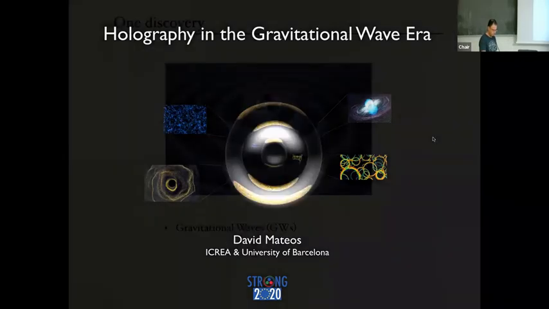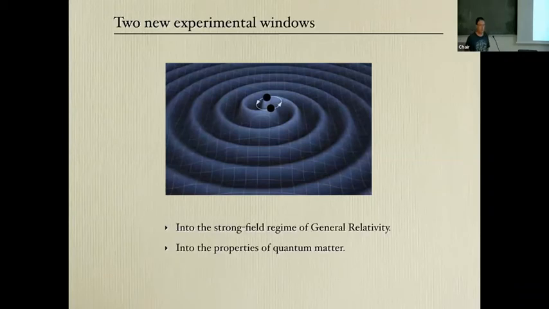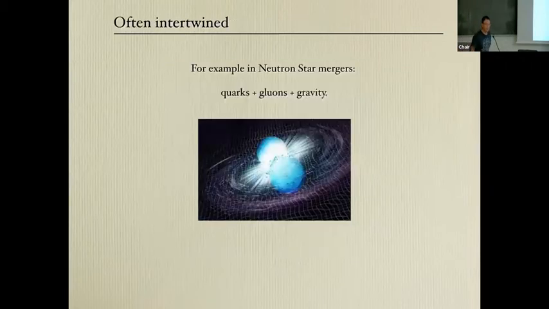For some reason, there we go. So as you know, we discovered gravitational waves, as you've heard. And that opened not one, but two experimental windows into the universe. One is into the strong field regime of general relativity, and the other one is into the properties of quantum matter. Now, these two aspects are actually quite often intertwined.